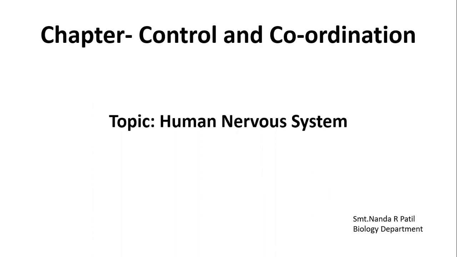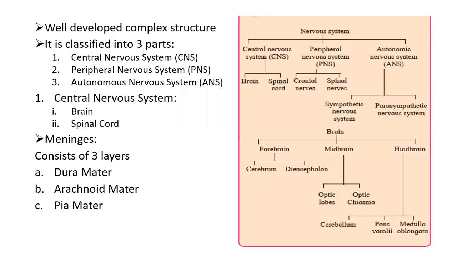Today we have to see the topic that is human nervous system. The nervous system in human is well developed and complex. It is classified into three parts, that is central nervous system, peripheral nervous system and autonomous nervous system.